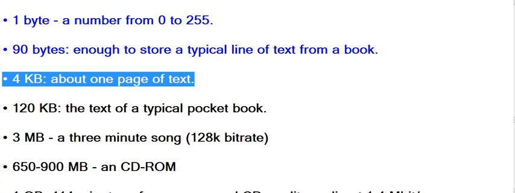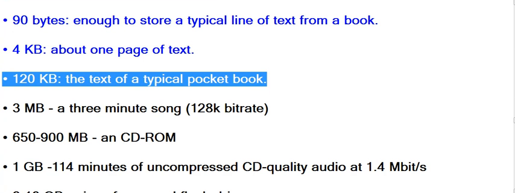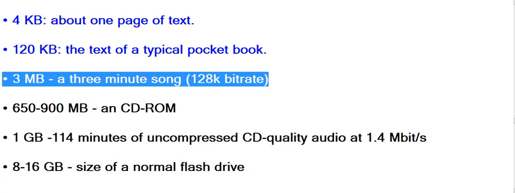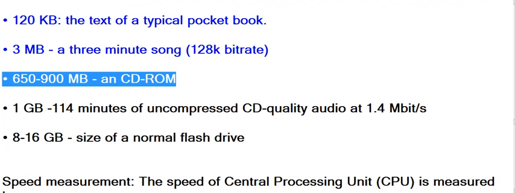4 kilobytes: about 1 page of text. 120 kilobytes: the text of a typical pocket book. 3 megabytes: a 3-minute song at 128 kbit. 650 to 900 MB: a CD-ROM.